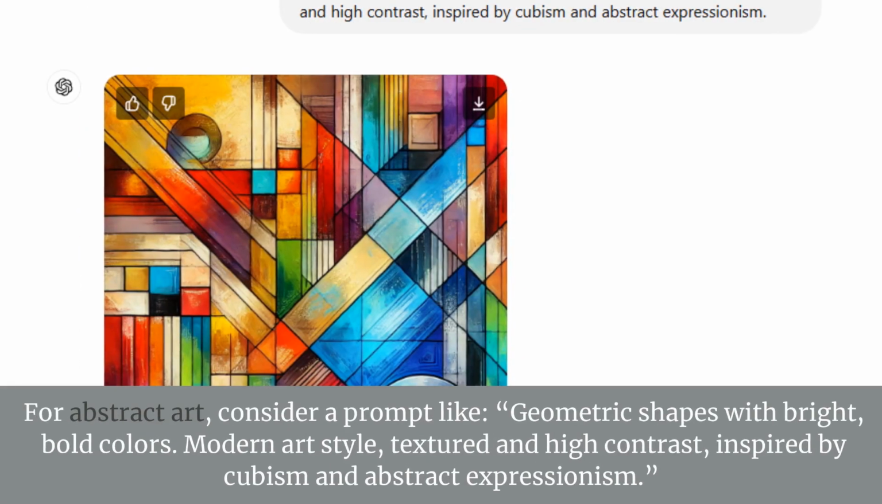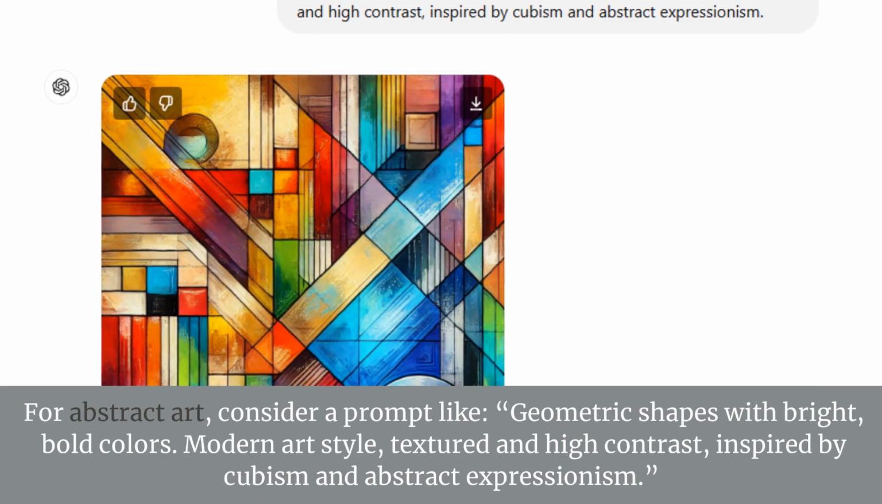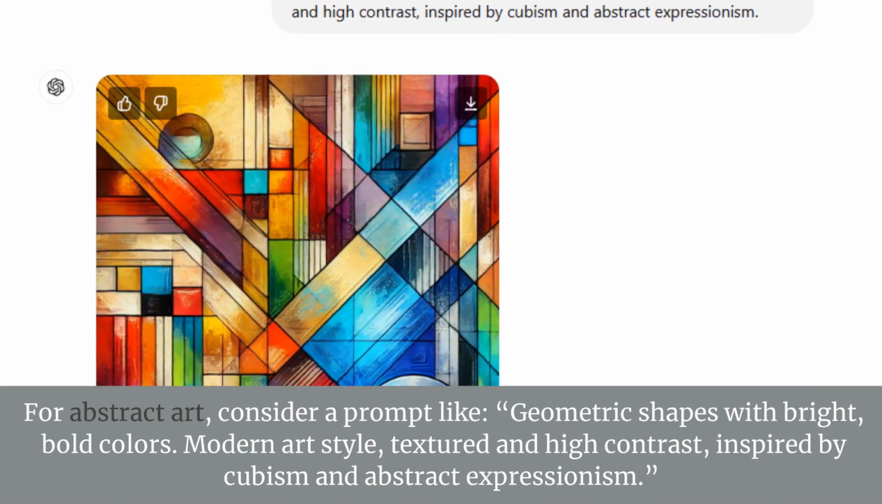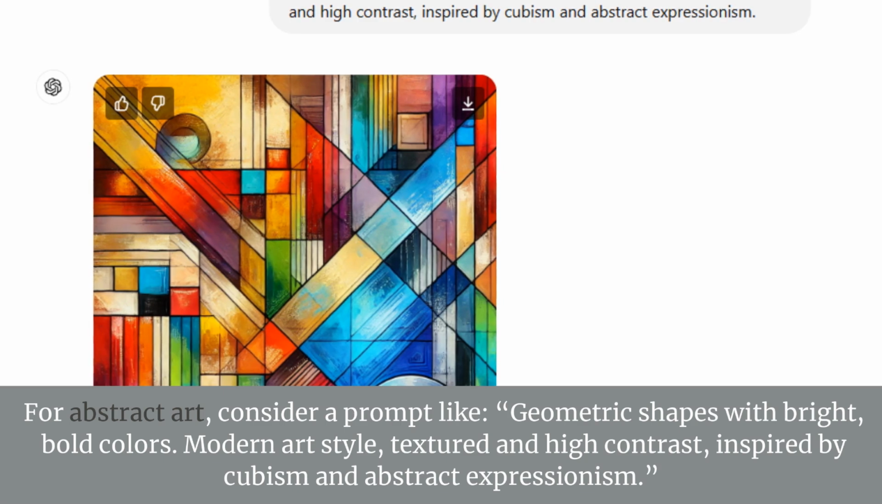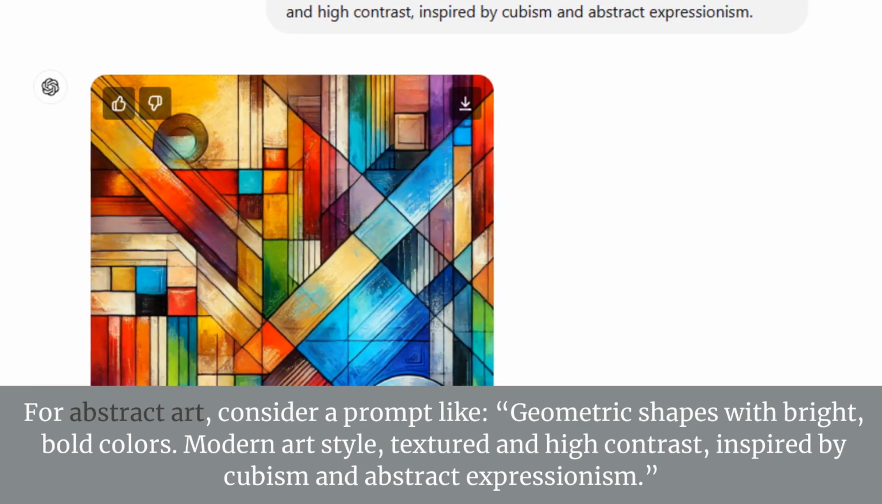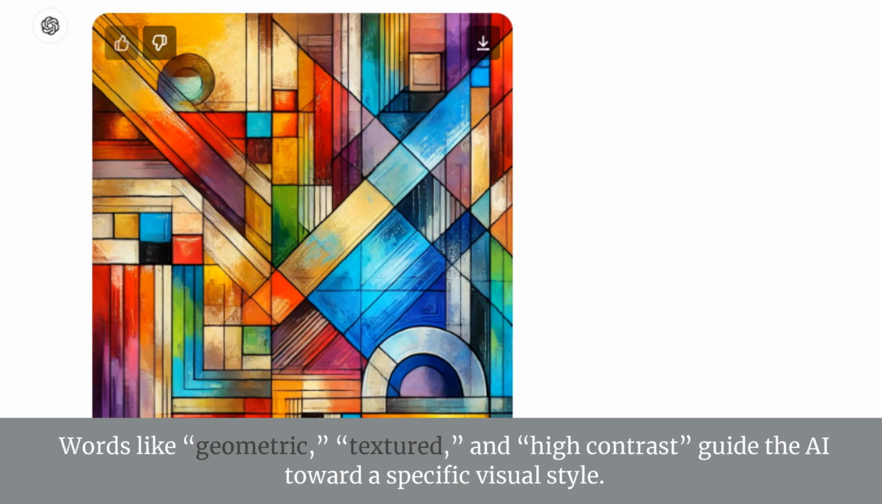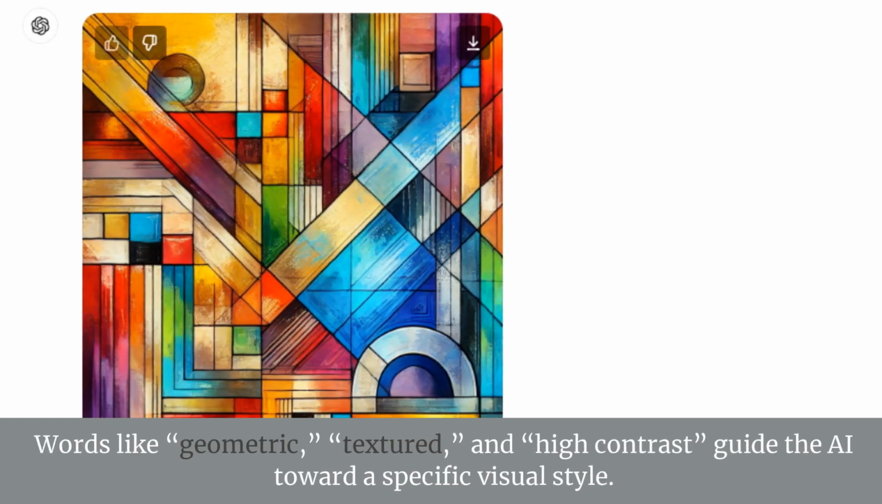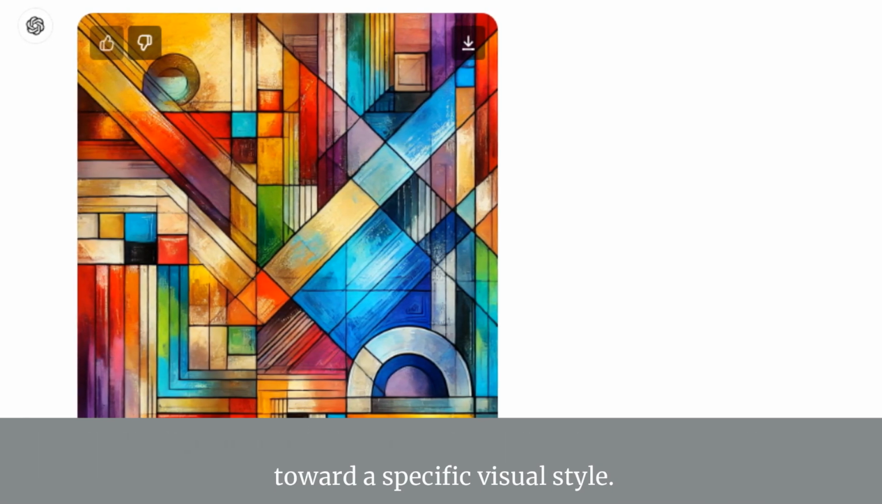For abstract art, consider a prompt like, "Geometric shapes with bright, bold colors. Modern art style, textured and high contrast, inspired by cubism and abstract expressionism." Words like geometric, textured, and high contrast guide the AI toward a specific visual style.